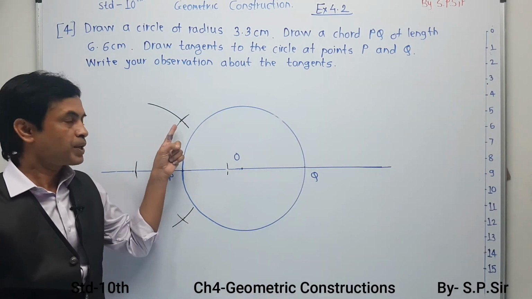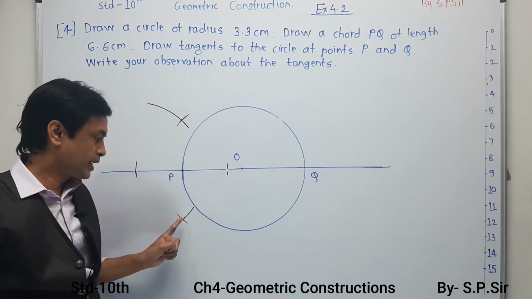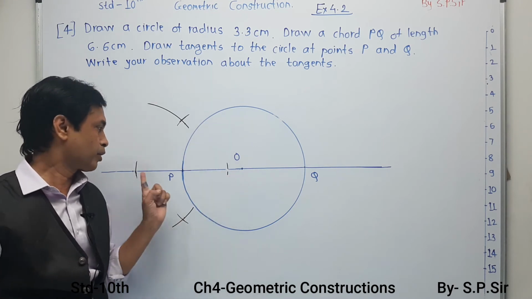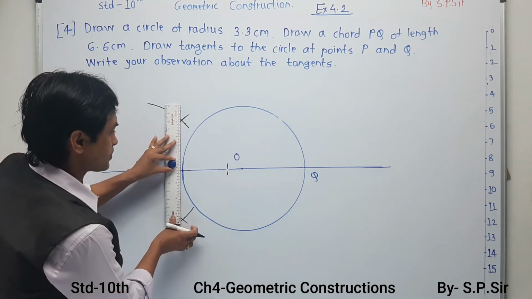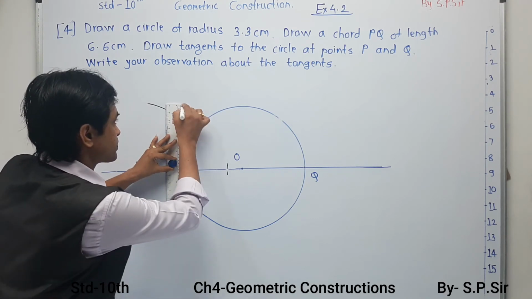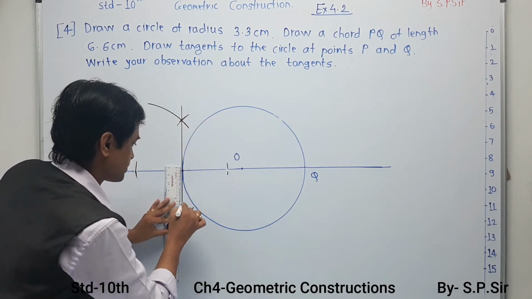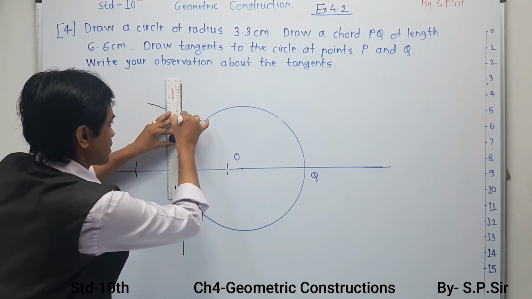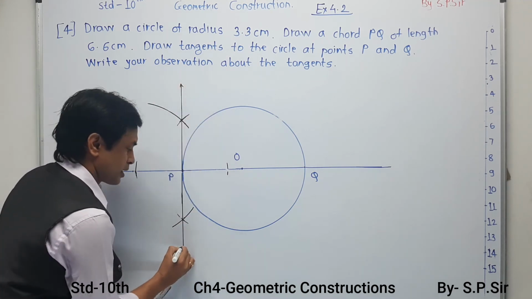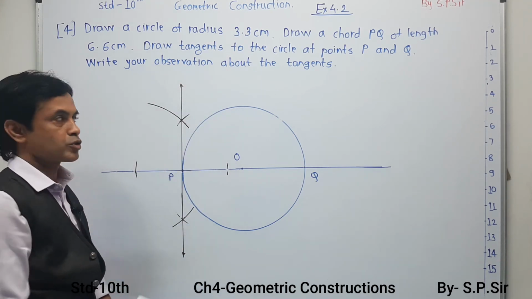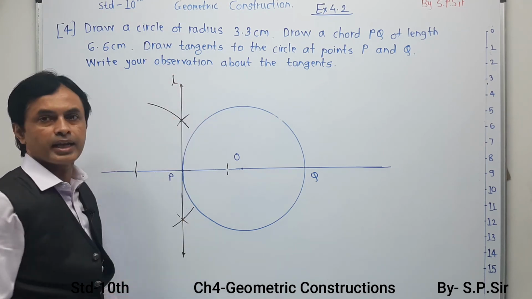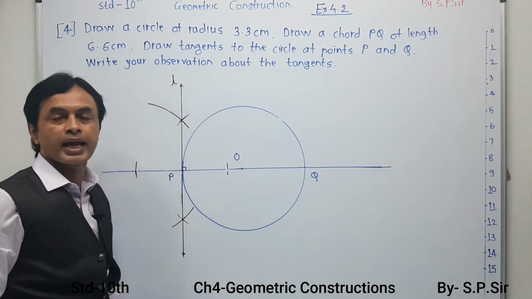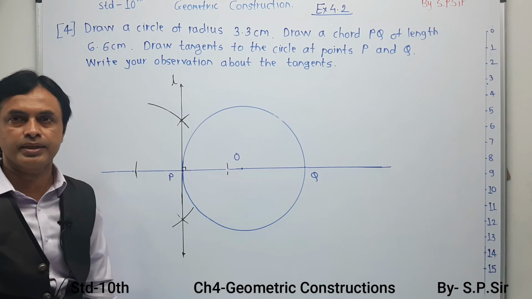And now with the help of first mark, P point and second mark, you have to draw a simple straight line which is exactly perpendicular to your OP. Remember, this line, let's say I'm going to call it as tangent L. This tangent L is exactly perpendicular to your radius OP, and in this way your first tangent is completed.